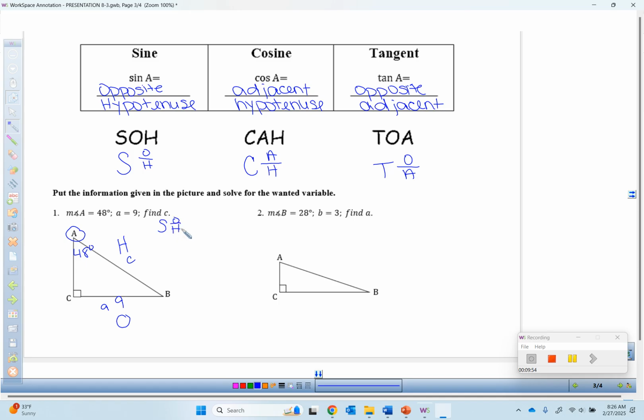Okay, we know that. So the way we're going to set this up is sine 48, because that's the degree of the angle we're dealing with, equals, okay, my opposite is 9 over C, because my hypotenuse is C, and that's what we're trying to find. Okay, so now it's like a proportion is set up, and now we're just solving for C. So if C is on the bottom, how do we solve for C?